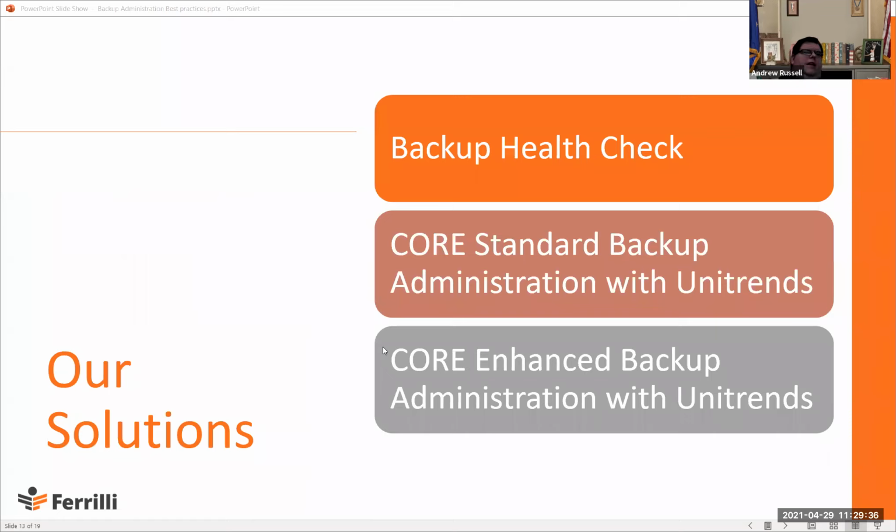So we understand that good backup administration is usually a resource constraint. A lot of schools that we've spoken with have all the intention in the world to have good backups. They know that it's important. They just don't have the people, nor the budget for the people, to do it properly. So out of necessity, we have built a managed service, just like what we do with our core system administration services on the Colleague side and on the Banner side. We have now built out a managed service for backup administration.